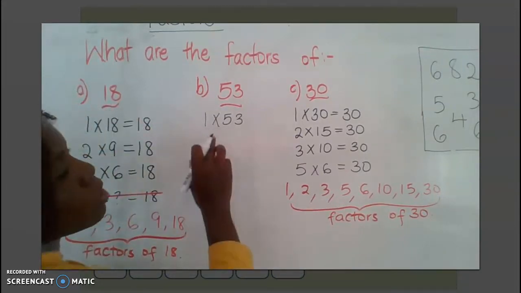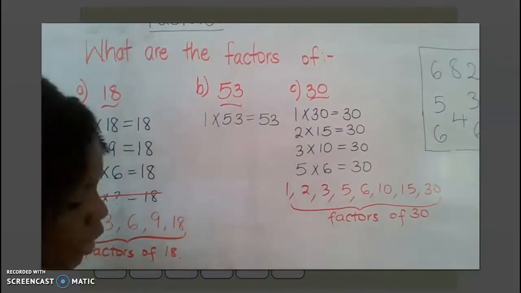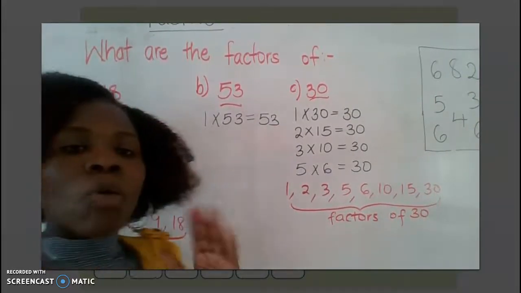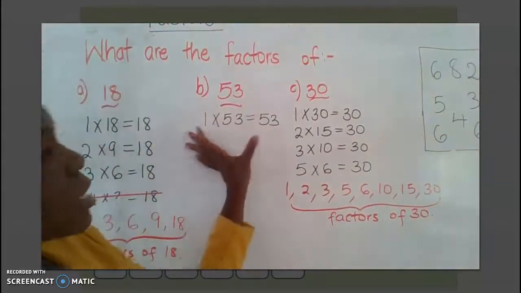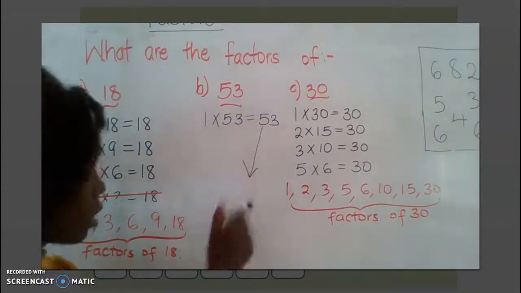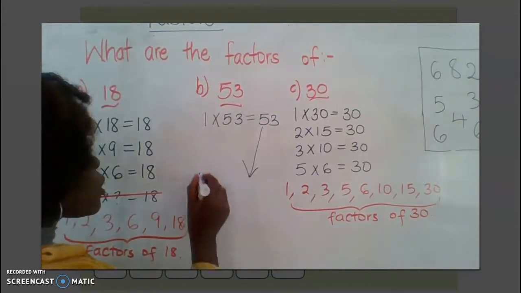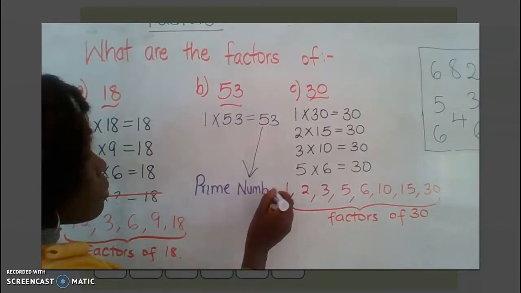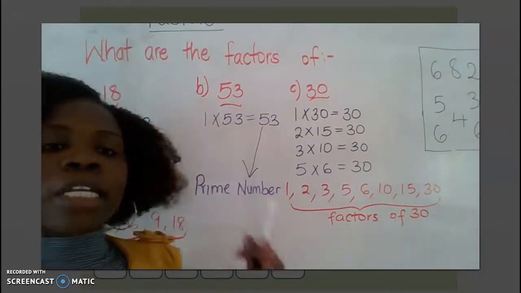If a number has 1 and itself as the only factors, then that number has a special name. That number will be called a prime number. So 53 becomes a prime number. 53 is called a prime number because it only has 2 factors, 1 and itself.